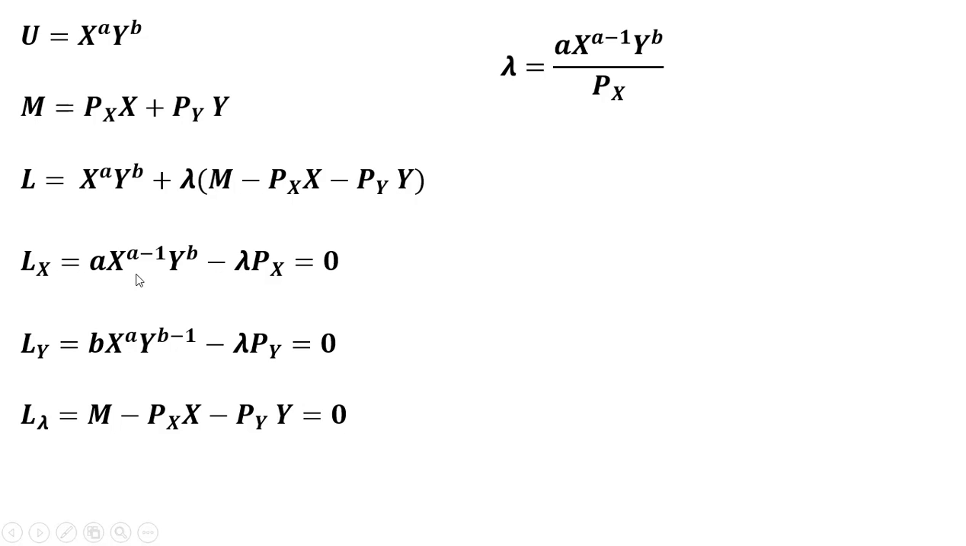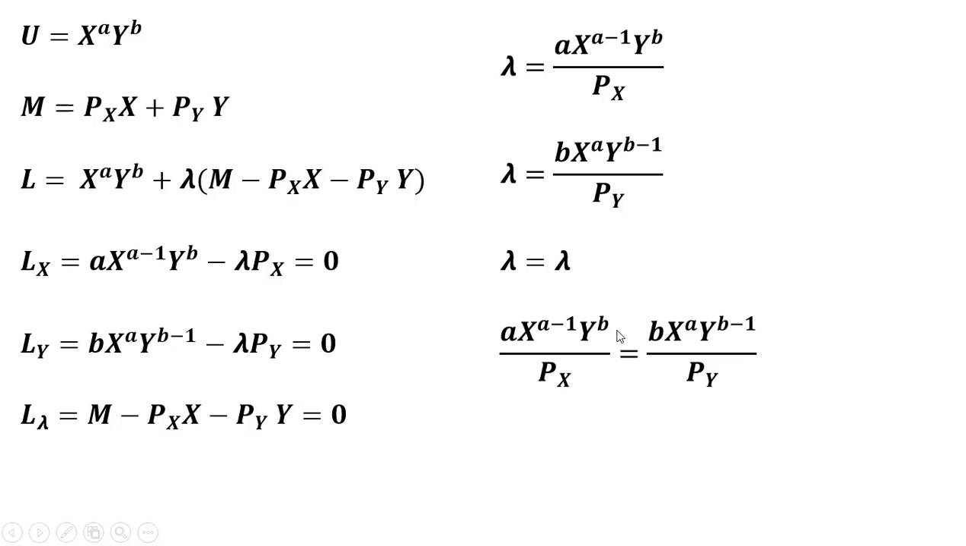From this partial derivative of the Lagrangian with respect to good X, I'm going to solve that for lambda. So that's this equation right here, solve for lambda. I do a similar thing for this second partial derivative, the partial derivative of the Lagrangian with respect to good Y. I solve that for lambda. I will set both of these lambda equations equal to one another to eliminate the lambdas. And from here, I'm going to simplify this down and solve it for good Y. That will allow us to get the demand for good X eventually.